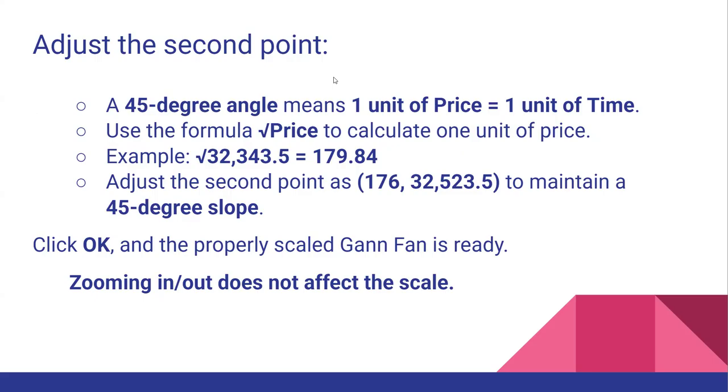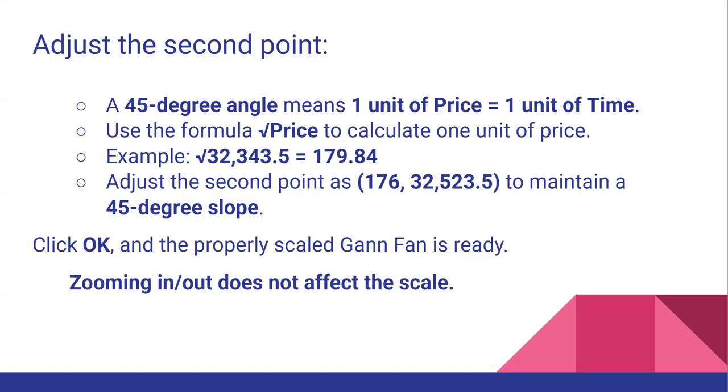Next, what you are doing is adjusting the second point. We need to adjust the second point, that is the second coordinate. A 45-degree angle means 1 unit of price. That is a neutral angle. That's why we are approximating it. 1 unit of price will change with 1 unit of time. That is the thing.